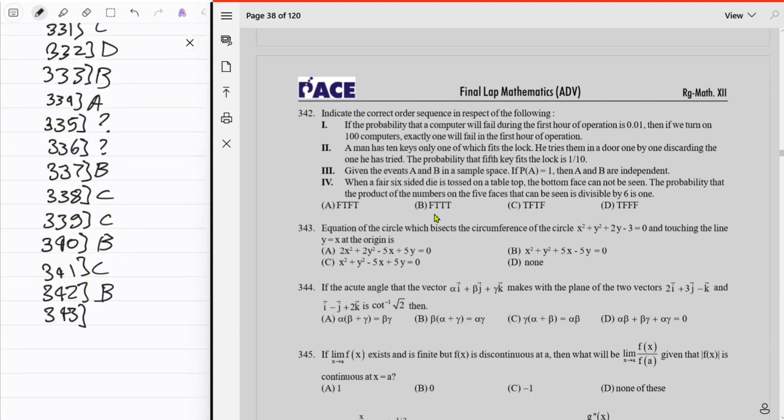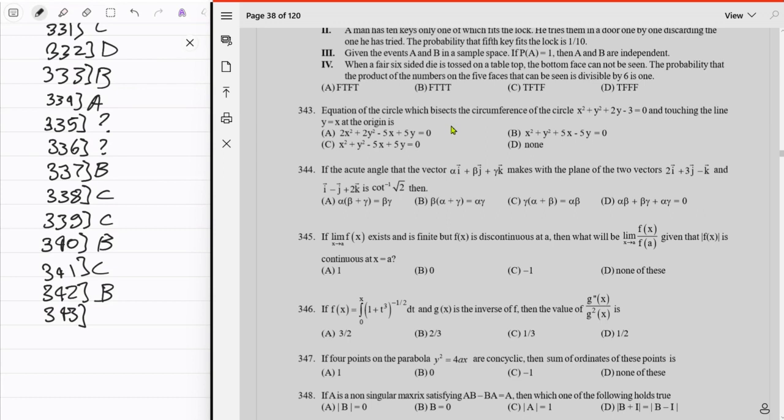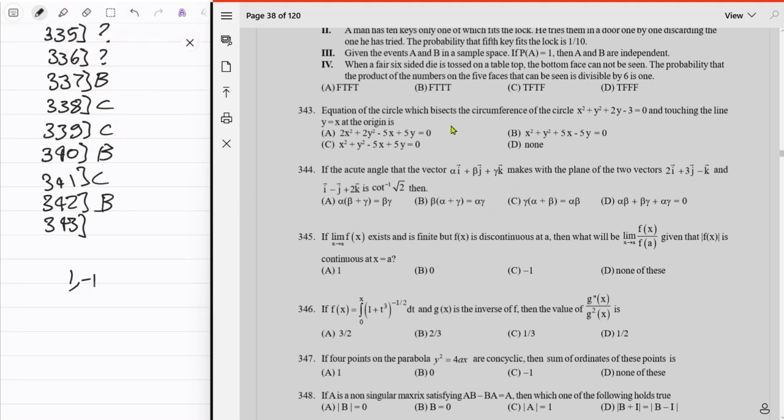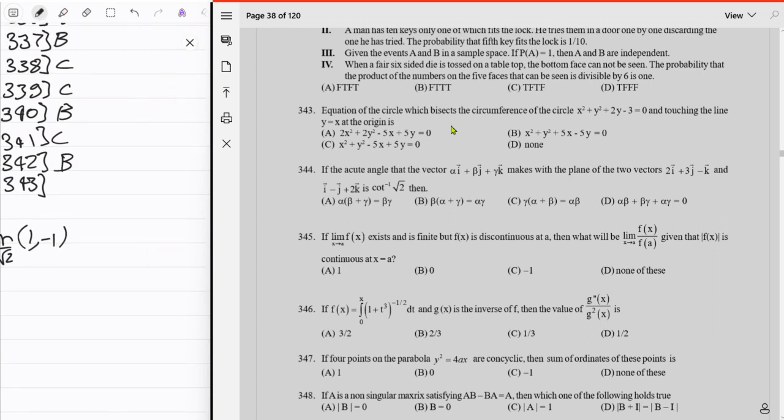343. Equation of the circle which bisects the circumference of this circle and touching the line y equal to x. ये अपन ने किया है क्या? हाँ, ये पहले हो चुका है. Well, whatever. So 1 comma negative 1, sorry, 1 comma negative 1 times r upon square root of 2. That's our center. And then ये जो चीज है, इसका center क्या है?